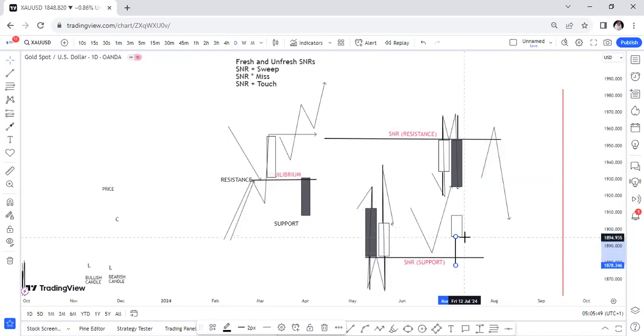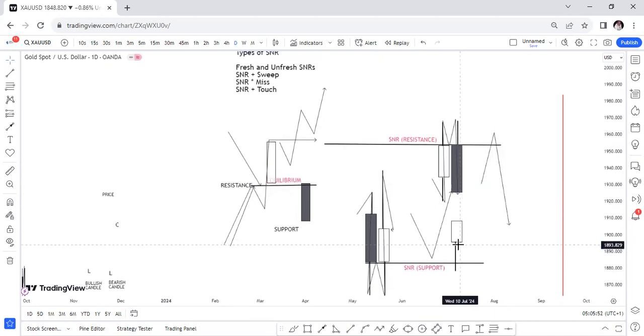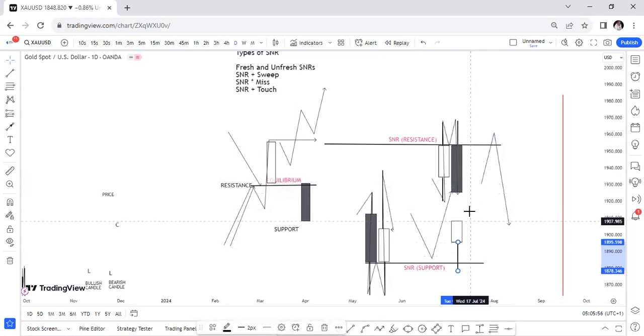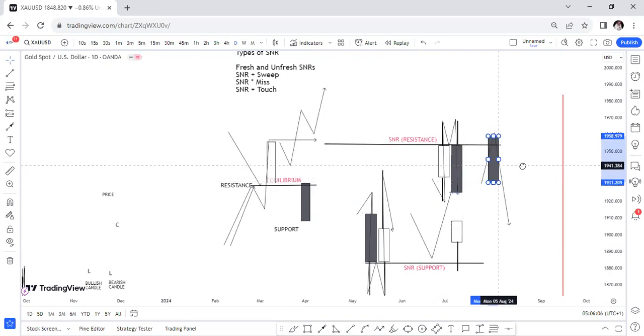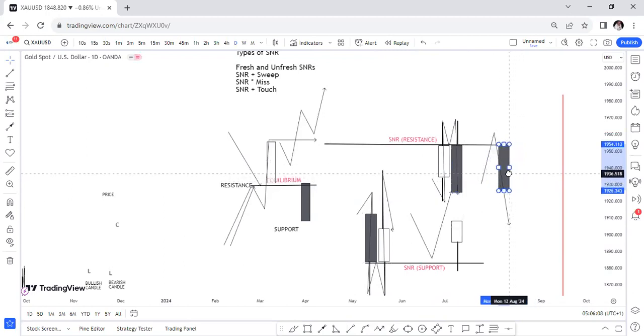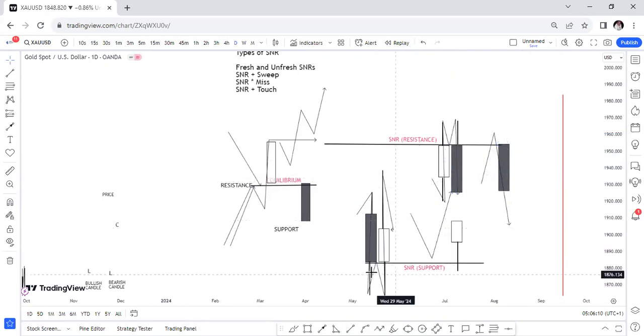So we are going to trade into the rejection. We are going to buy into the rejection because the next move will be buying. So here we are going to see something like this. At this level, you can get something like this.